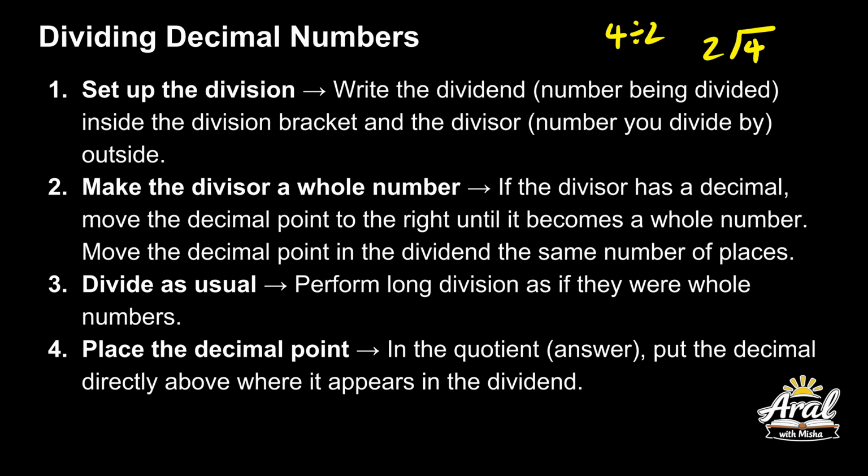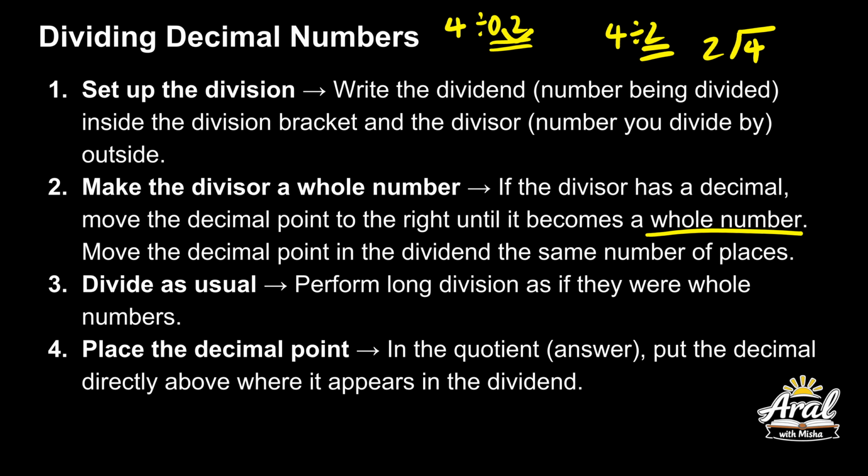Ang step 2, make the divisor a whole number. So, 4 divided by 2. Dapat whole number yan. Kung ang problem mo is 4 divided by 0.2, kailangan itong 0.2 is a whole number. Alright? So, dapat, how many decimal point? If the divisor has a decimal, move the decimal point to the right until it becomes a whole number. So, 0.2, 1. So, nag-move ka ng 1.